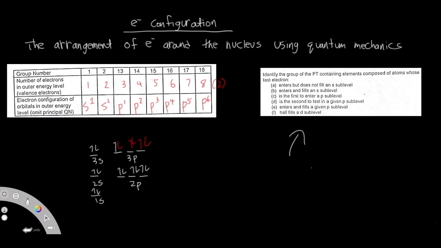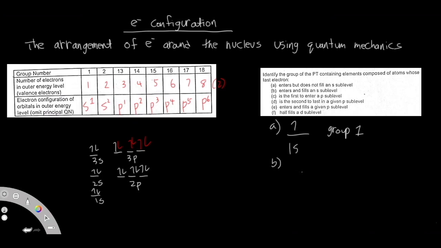Let's have a look at over here. Identify the group of the periodic table containing elements composed of atoms whose last electron, A, enters but does not fill an S sublevel. So that would be, for example, let's say if this was our 1s here. It enters but does not fill. As you can see, it has entered but it has not filled. This is obviously group 1. This here would be hydrogen. So our answer would be group 1.